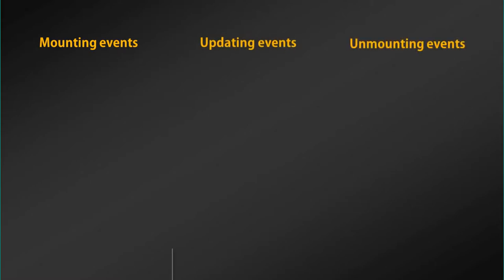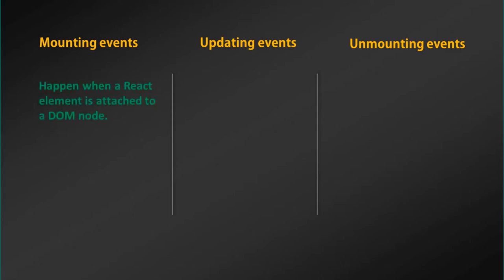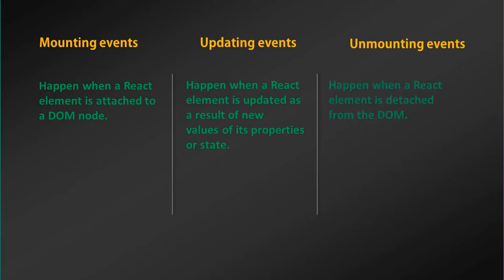The React component event lifecycle belongs to three categories: mounting events, updating events, and unmounting events. The mounting events happen when the React element is attached to the DOM node. Then we have updating events. This event happens when a React element is updated as a result of new values of its properties being set. Then we have unmounting events. These events happen when a React element is detached from the DOM.